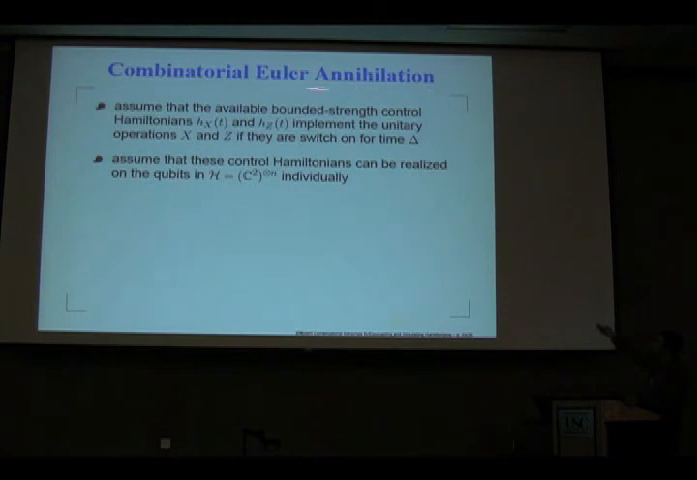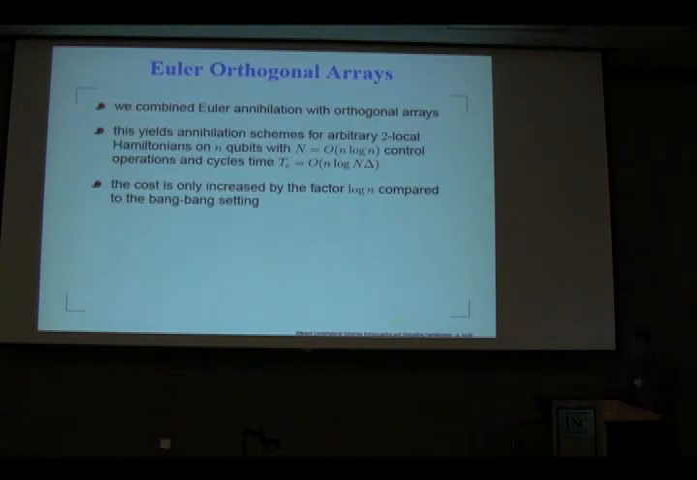But what happens if we have only these bounded strength Hamiltonians available? Let's assume that they can be used to implement these propagators, and that they are switched on for time delta, and assume that we can realize these control Hamiltonians on the qubits individually. The bang-bang decoupling based on orthogonal arrays was known before, and this is a new result where we married Euler cycles with orthogonal arrays, and we can still achieve efficient decoupling. The only price that we have to pay is this logarithmic factor in the number of qubits.